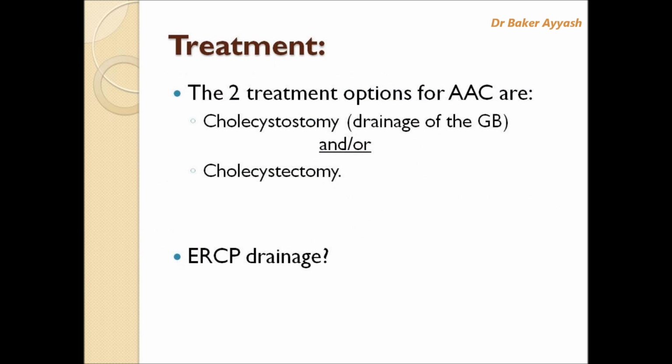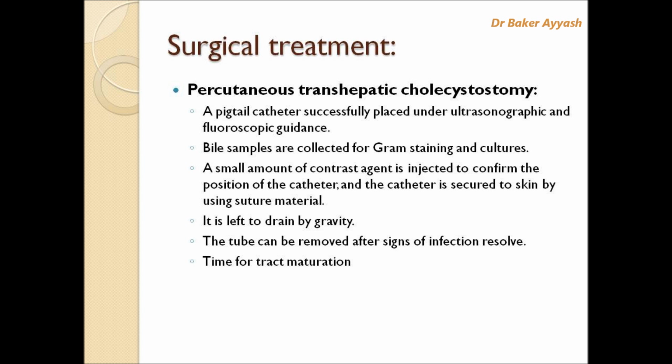Finally, let's talk about the treatment of the acute acalculous cholecystitis. We have two treatment options, either to drain the gallbladder by cholecystostomy or we do cholecystectomy. ERCP drainage is generally believed to be inferior therapy and seldom is performed. For percutaneous cholecystostomy, it can be transhepatic or transperitoneal, but most of the surgeons prefer to do transhepatic to avoid the risk of bile peritonitis.